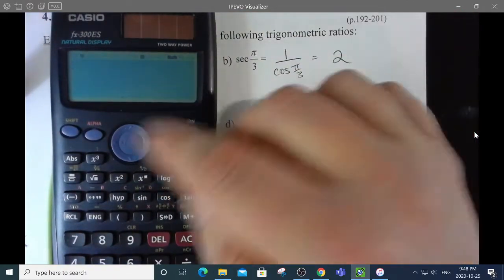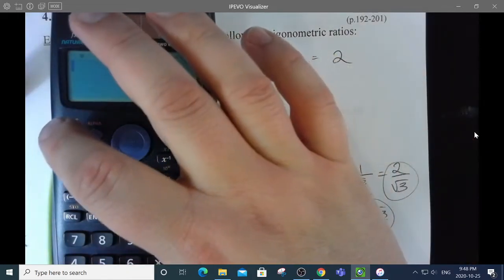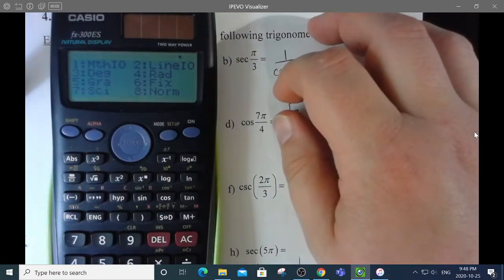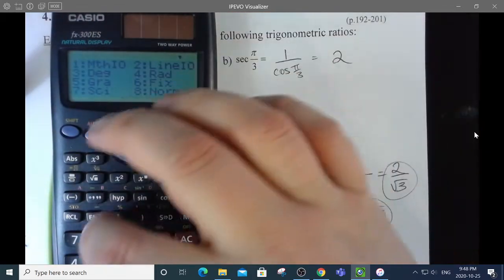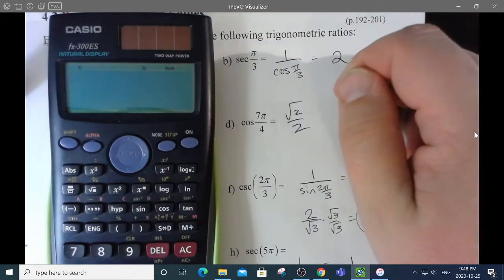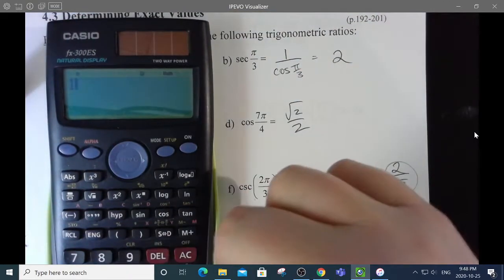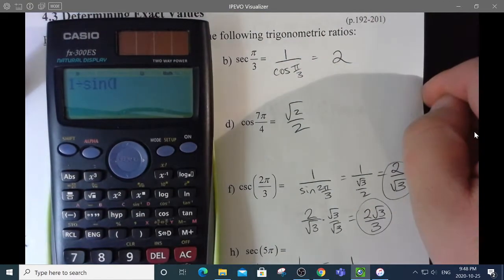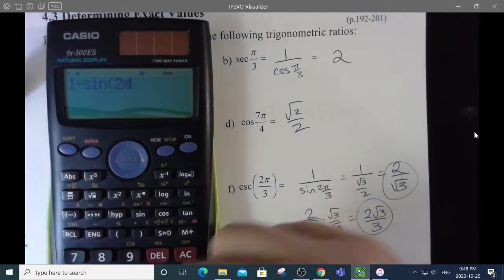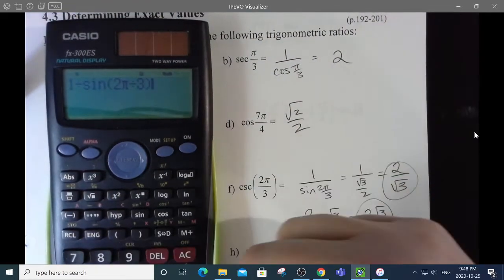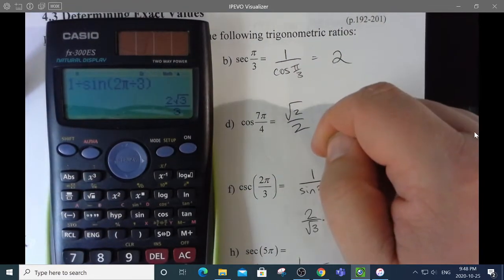I can show you, if you forgot how to do this, how to get to degrees. You have to go shift setup, and degrees is number 3, and I want radians, which is number 4. So there. Now I'm in radians. There, I can see the little R now. So let me punch that again. 1 divided by the sine of 2 pi divided by 3, close brackets, equals, and check that out.